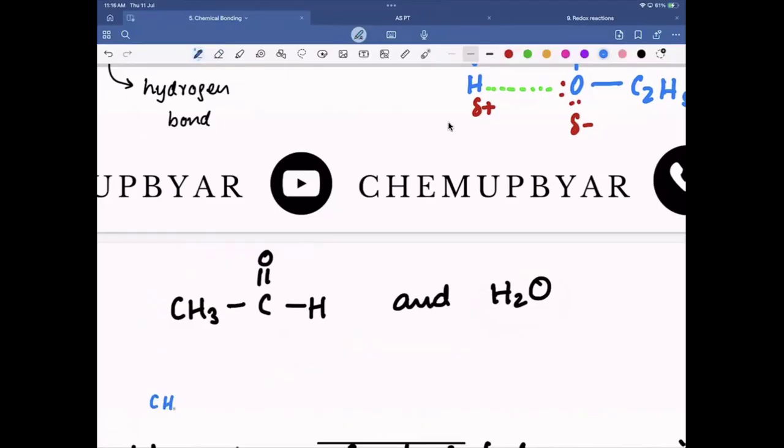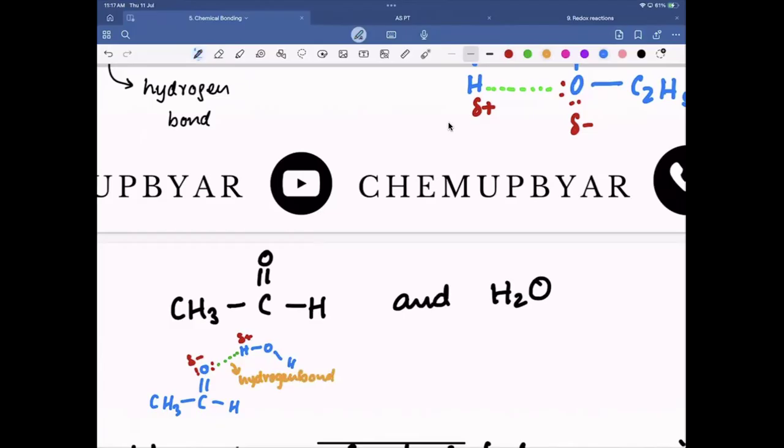So if you have a look at this, we have ethanal, an aldehyde, and here I have a water. So this partial negative oxygen with its lone pair attracts this hydrogen of a water molecule, and that hydrogen is covalently bonded with the oxygen. So this is a hydrogen bond, isn't it? Yes, sir. Understood? Yes, sir. So this is a hydrogen bond.